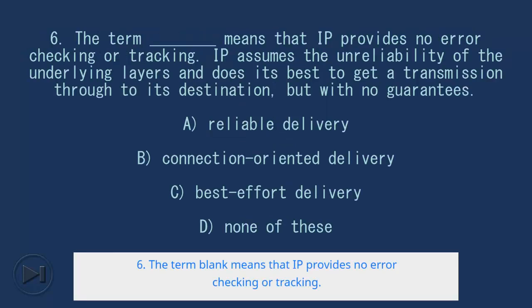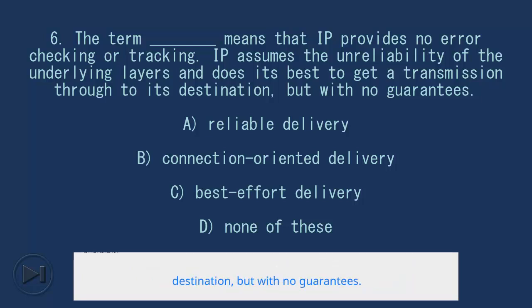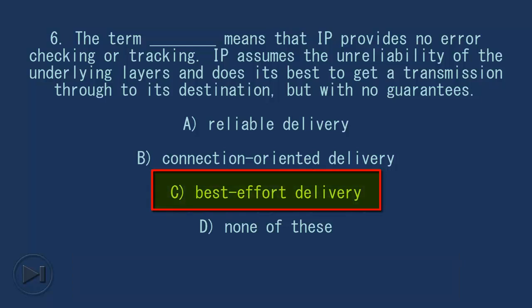6. The term blank means that IP provides no error checking or tracking. IP assumes the unreliability of the underlying layers and does its best to get a transmission through to its destination, but with no guarantees. A. Reliable delivery. B. Connection-oriented delivery. C. Best effort delivery. D. None of these. Answer, C. Best effort delivery.